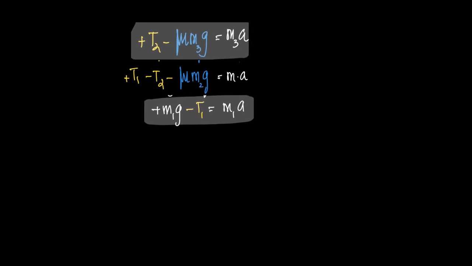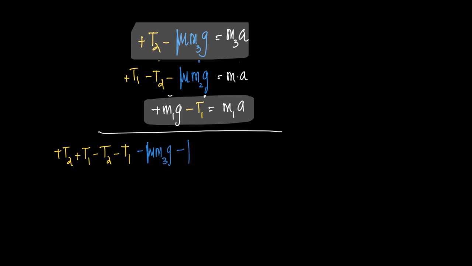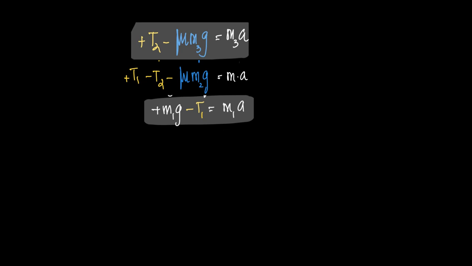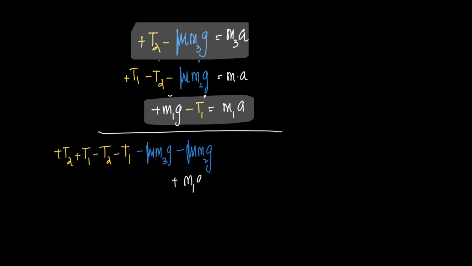How will we do that? Simple. We'll just add these three equations together. We'll add the LHS and RHS together. So I'll write the tension portion separately. So we have T2 plus T1 minus T2 minus T1, right? Minus mu into m3g minus mu into m2g plus m1g is equal to m3a plus m2a plus m1a, right?